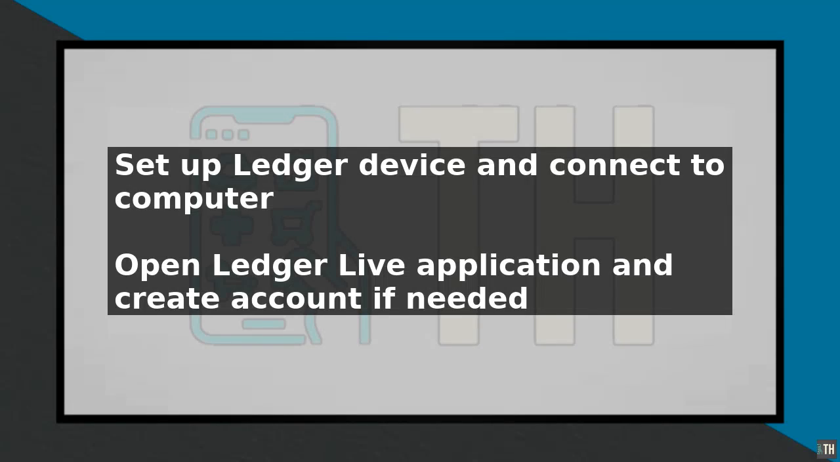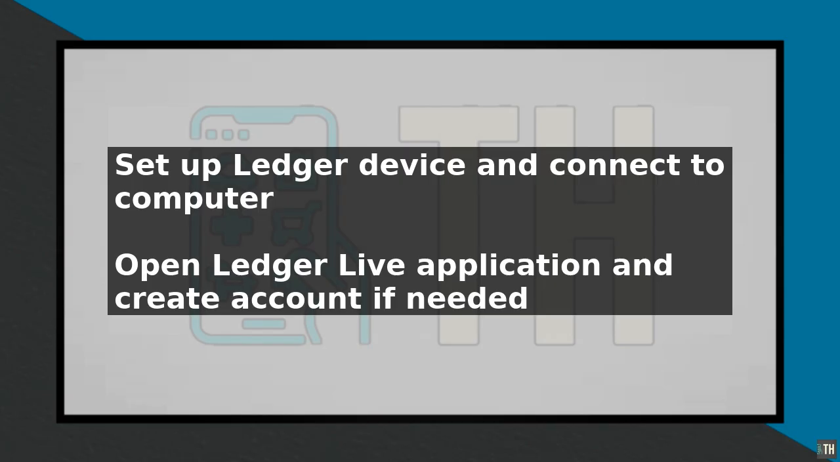To transfer crypto from Revolut to Ledger, follow these steps. First, you need to set up your Ledger device and ensure it is connected to your computer. Open the Ledger Live application and create an account if you haven't already.